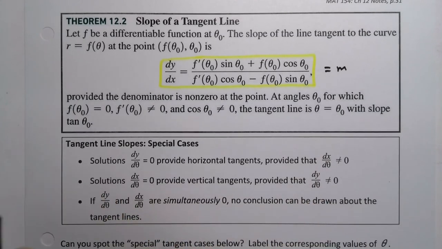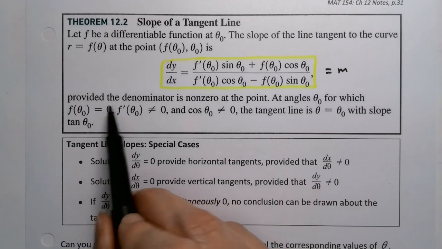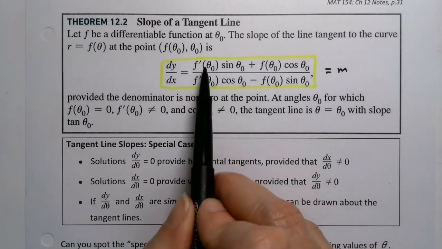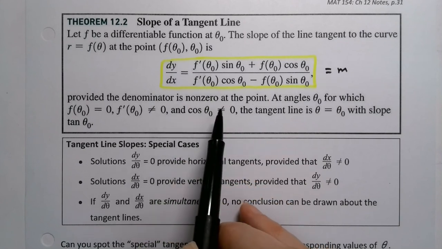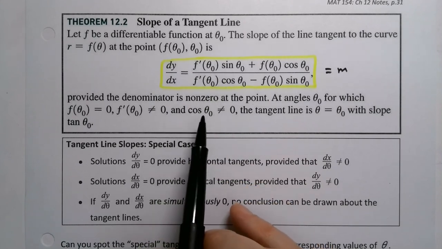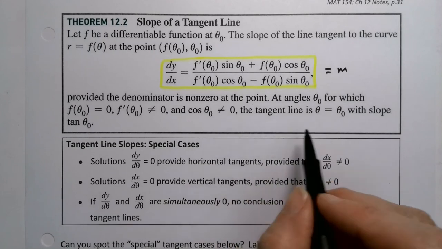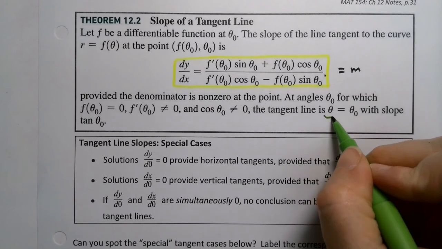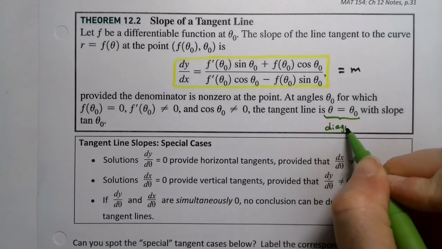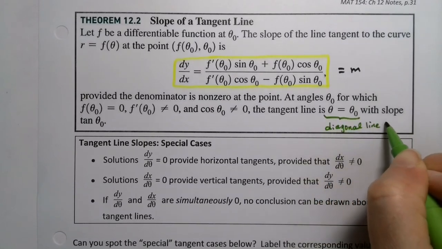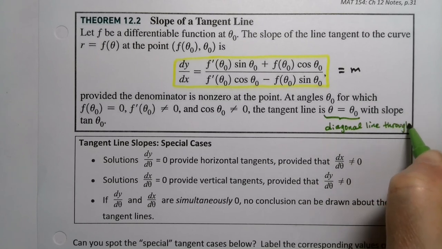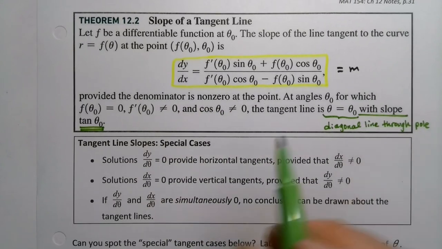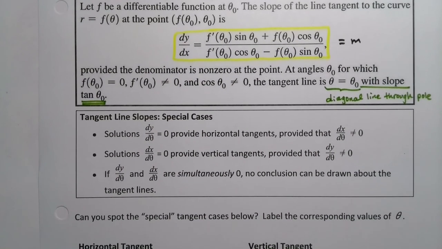So in other words, what they're saying is if there's an angle for which the f of thetas exist, but the f of thetas are 0, but the derivatives exist, right? They're not 0, and the cosine of theta is not 0. In other words, the denominator is not 0. Then you're going to have a diagonal line, right? This right here is a diagonal line through the origin, right? And it's going to have slope tangent of theta. So that's like a special case that can pop up.